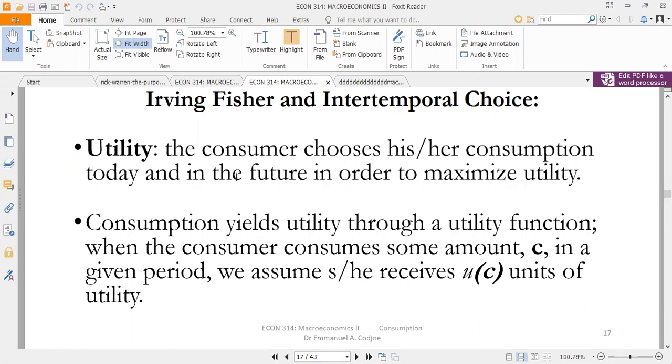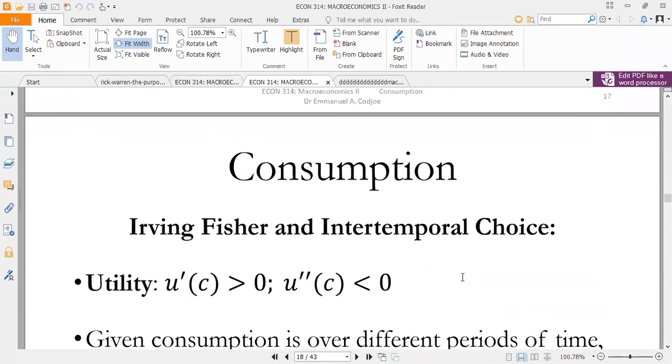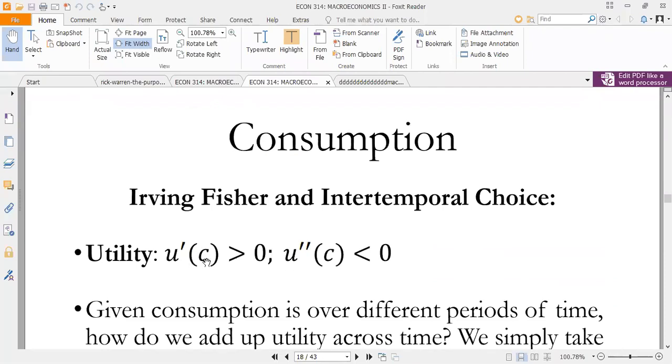Okay, so if you are consuming C, your consumption level at a particular period is C, then your utility derived from that consumption C will be U(C) units. So you consume C and then you derive a utility of U(C). Is that okay? Now, U(C) is a positive function of consumption. As you increase your consumption, your total utility will increase.